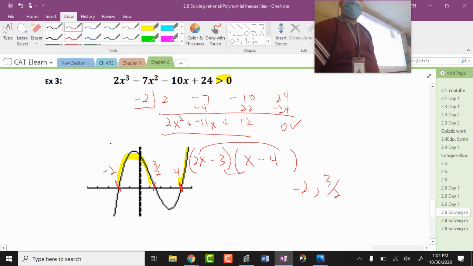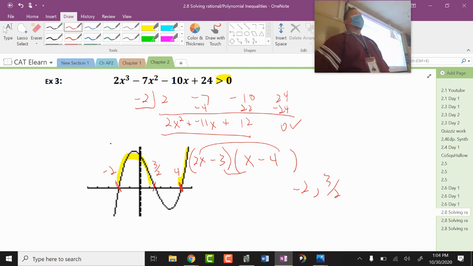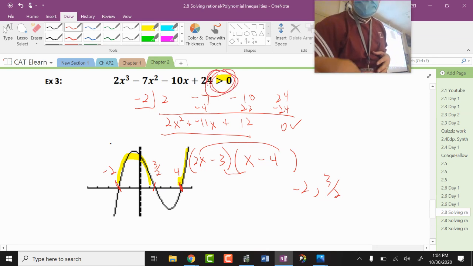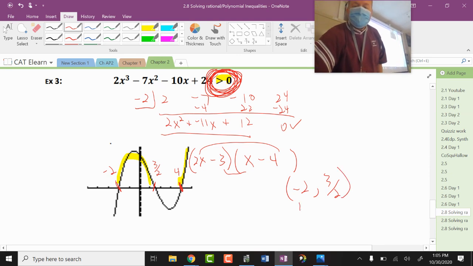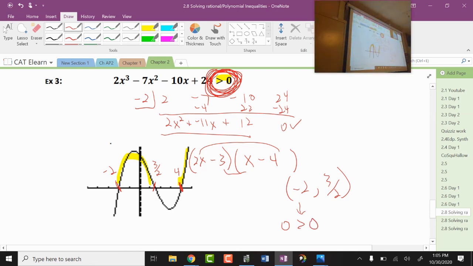I'm going to wait for that magic answer unless you want to tell me. No, I didn't like how you're like, so which one is it? All right, take a pick. Take a pick. Focus on this. Which one is it? Parentheses or brackets? Oh! Why is it parentheses? Because when I plug in -2, that's a 0. Is 0 greater than 0? True or false? False. So it can't be part of the solution set. That's why it's a parenthesis.